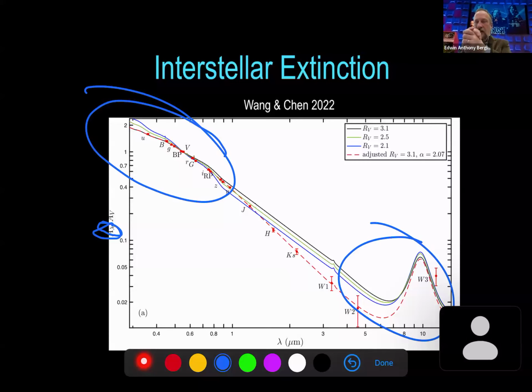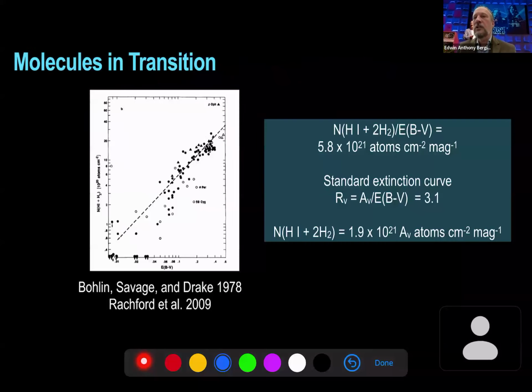That starlight is getting absorbed by dust grains. And so we don't see the actual starlight, but if we go to longer and longer wavelengths, we can start to peer through that material and actually start to see the star's emission. Okay, so let's get to some applications here.